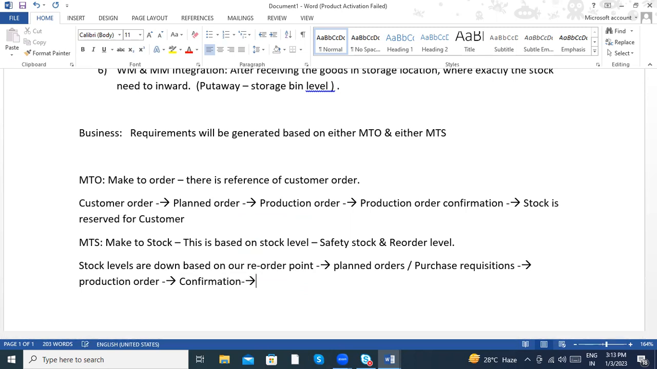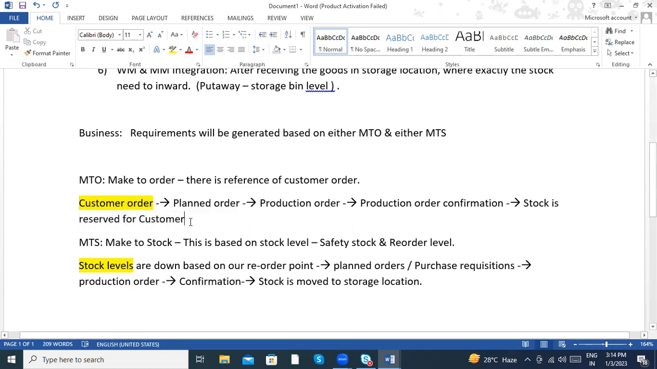Then the stock is not reserved here. Stock is moved to store location, because here we are talking about only stock levels. There is no specific order here. But in make to order, we have a specific order. So it is reserved for the customer.